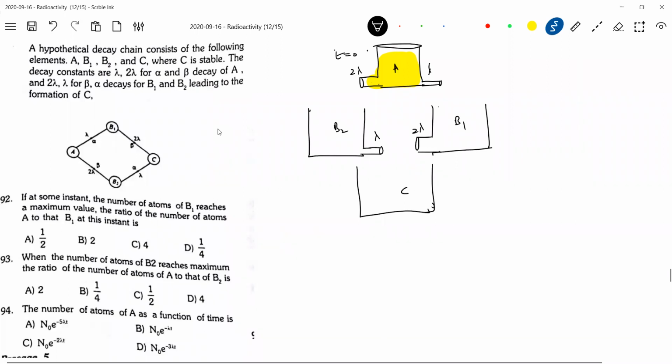When the number of atoms, the amount of water in the tank B1, will be maximum, the rate at which it comes from this hole, the amount of water coming per second from this hole, is equal to the amount of water leaving per second through this hole. Then the amount of water in this tank B1 will be maximum. Logical thinking. What is Na after some time?